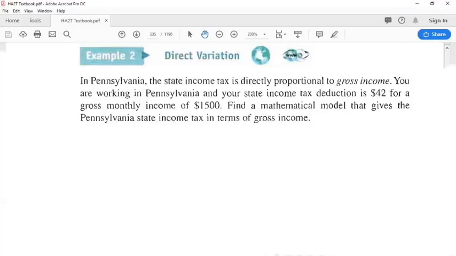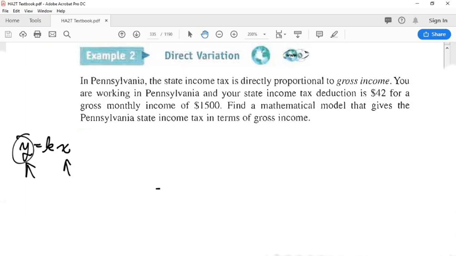Word problems. For these word problems, the biggest thing that's different is this word right here, directly proportional. If you know what directly proportional means, as soon as you see this, you'll know how to write the equation. As soon as you see directly proportional, you should be thinking something like this: y equals k times x. Something is directly proportional to something.